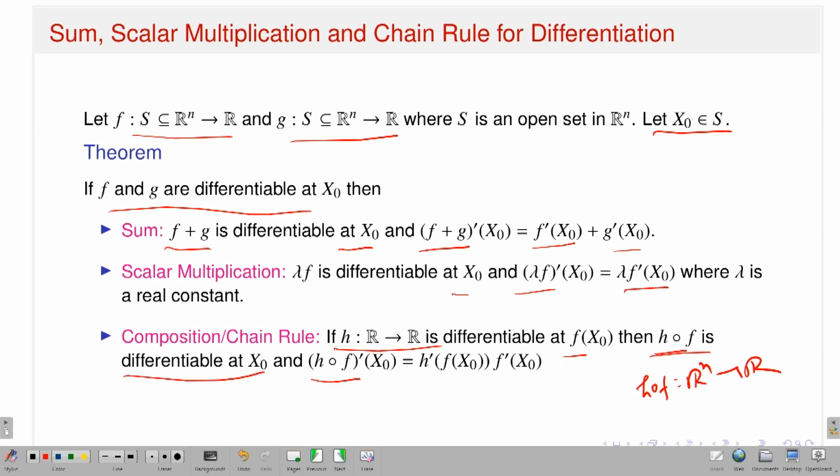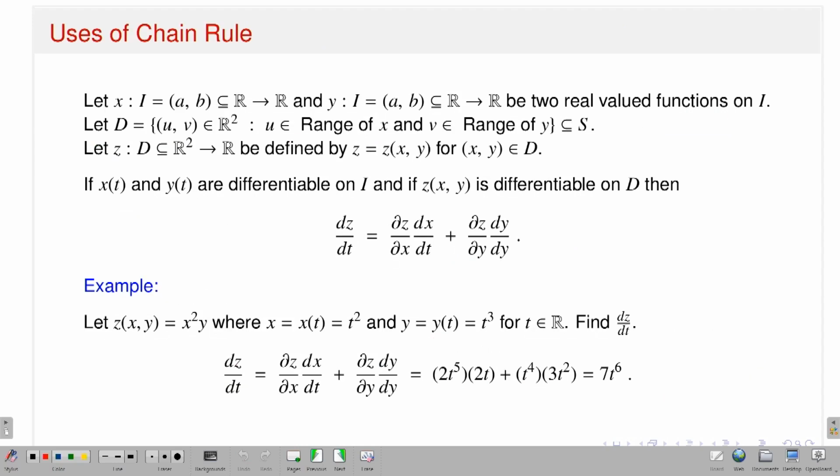Not only that, the total derivative of the composition function is nothing but the derivative of h at the point f of x naught, because I assume that h is differentiable at the point f of x naught, times the total derivative of f at the point x naught. So whatever is true in the usual way, similar observations are true in this setting as well. So just by using the chain rule, you will have some formulas that might be useful to calculate some exercises or problems. That's what I have just noted down.